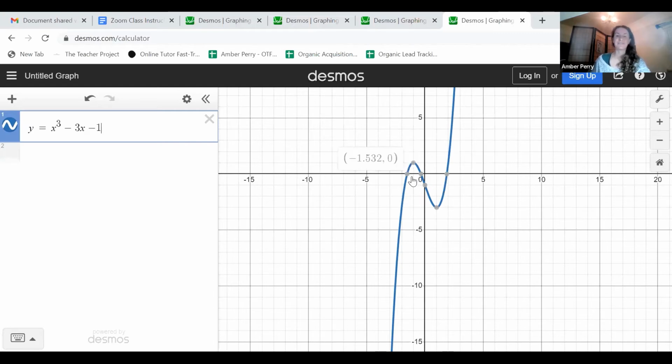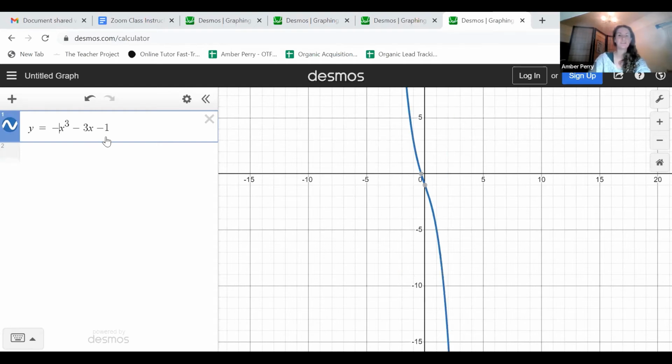Just trying to show you something and I didn't share it with you. Any questions on those cubic graphs? I will just also show you while we're here. If I make that negative, you can see it changes direction. Okay. So again, it's a really good idea just to play with them.